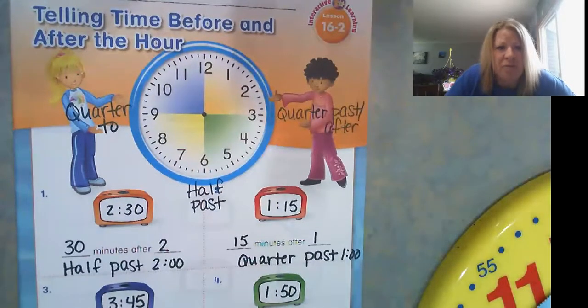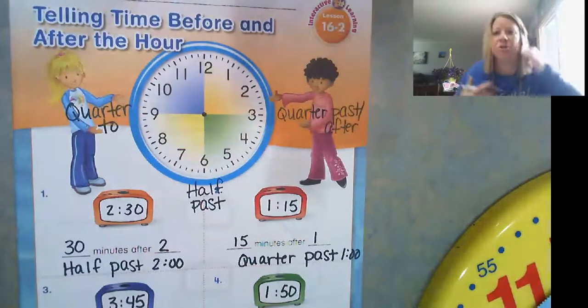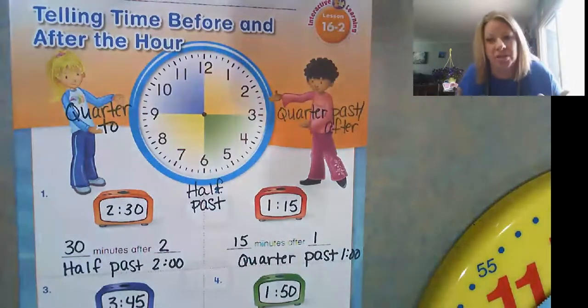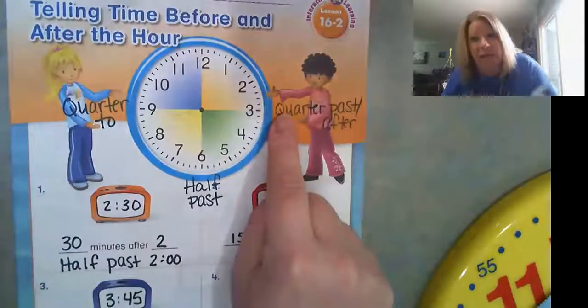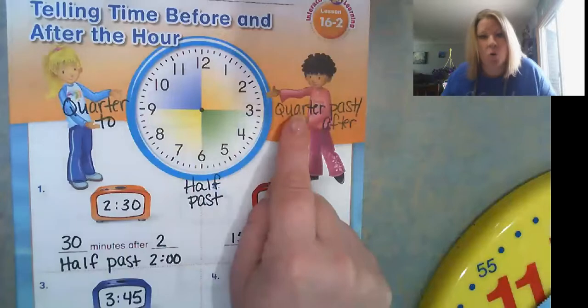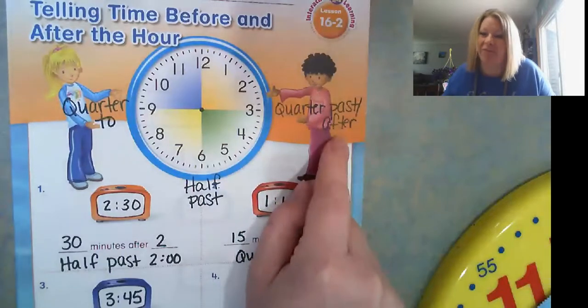So telling time before and after the hour, we use some fancy terms when we do this, and you probably have heard adults say this a lot. Have you ever heard an adult, mom, dad, grandma, grandpa, me, someone say quarter past or quarter after?